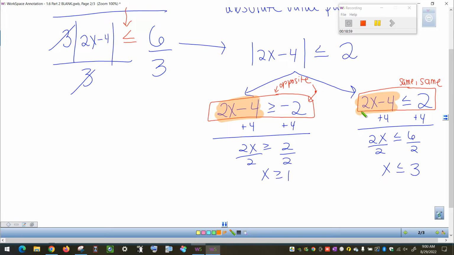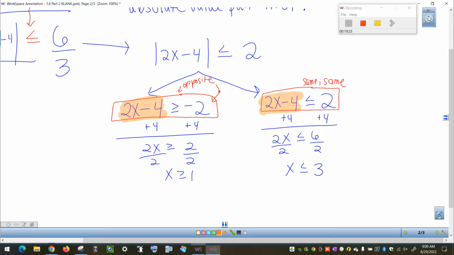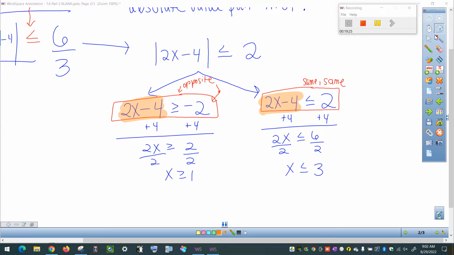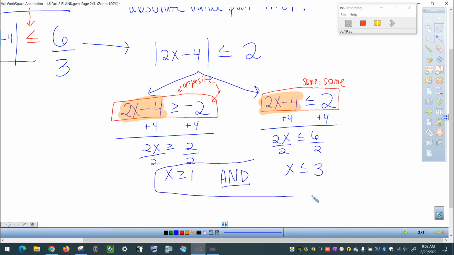All right, and then finishing it out, our steps are essentially the same on both. So we're adding 4 to both sides, dividing both sides by 2. And so our end result here, we end up getting that x could be something greater than or equal to 1. But at the same time, it has to be less than or equal to 3. And so to finish out this solution here, we have 2 separate parts. We need to put the word and in between them.